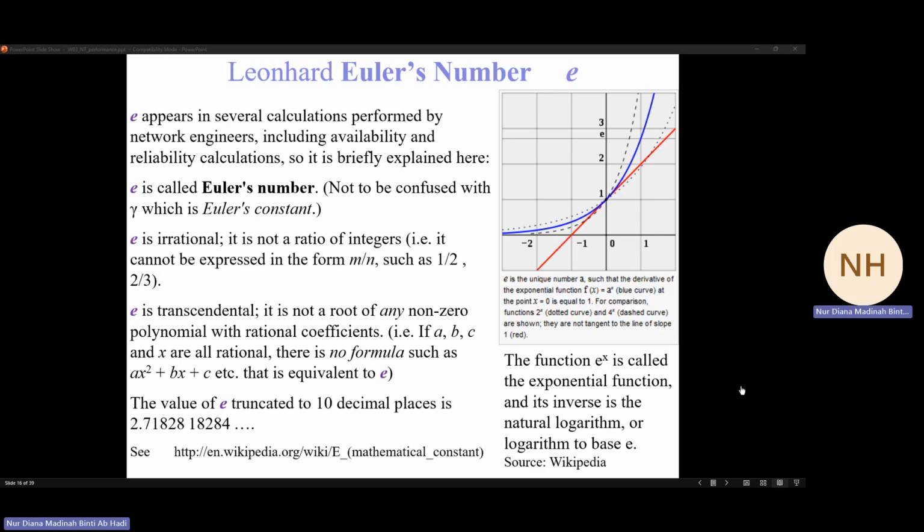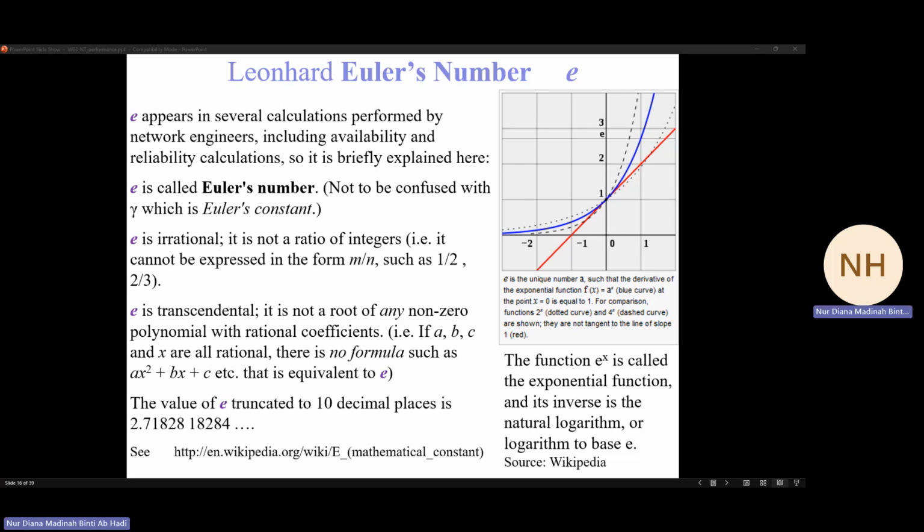Okay, so let's proceed. Leonhard Euler's number, also known as the exponential. Exponential appears in several calculations performed by the network engineer, which include the availability and reliability calculation. So how is Euler's number being used?